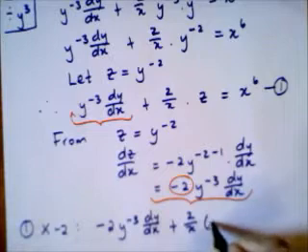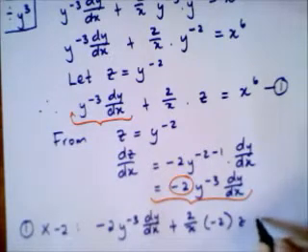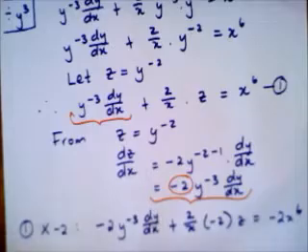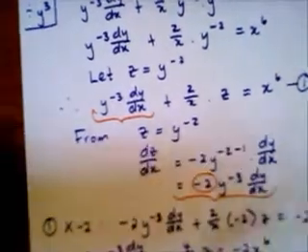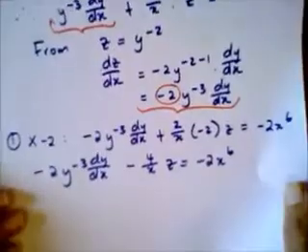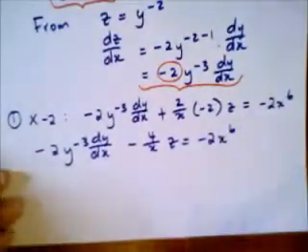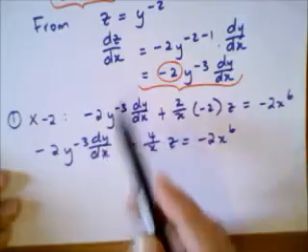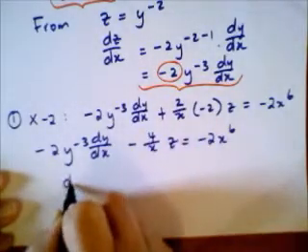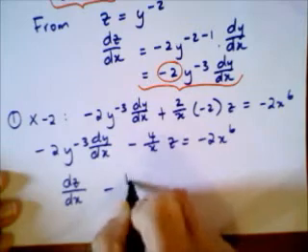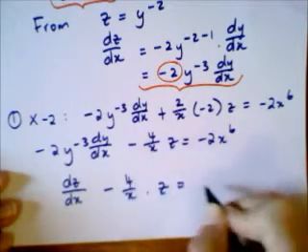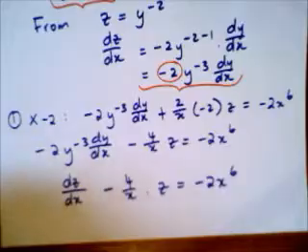2 over x times minus 2z equals minus 2x to the 6. And if I simplify, minus 4 over x z equals minus 2x to the 6. Right? There we go. And that first term is now just dz/dx. So dz/dx minus 4 over x times z equals minus 2x to the 6.